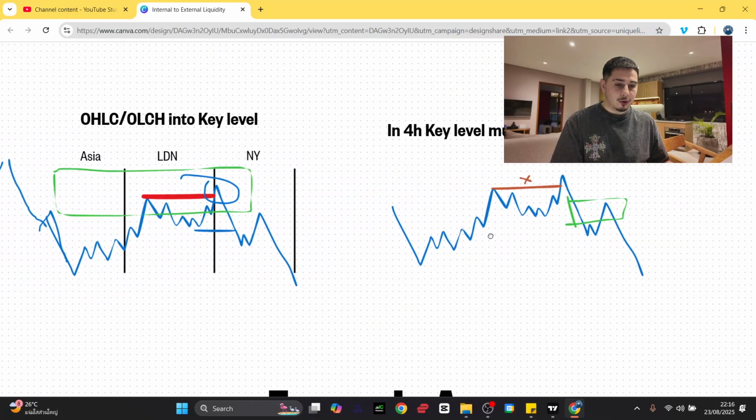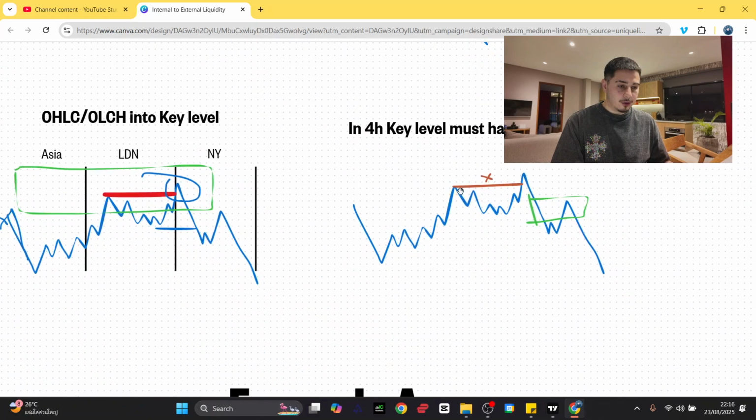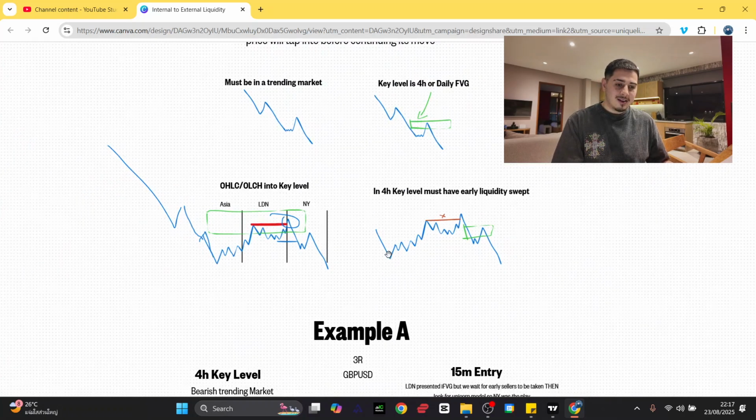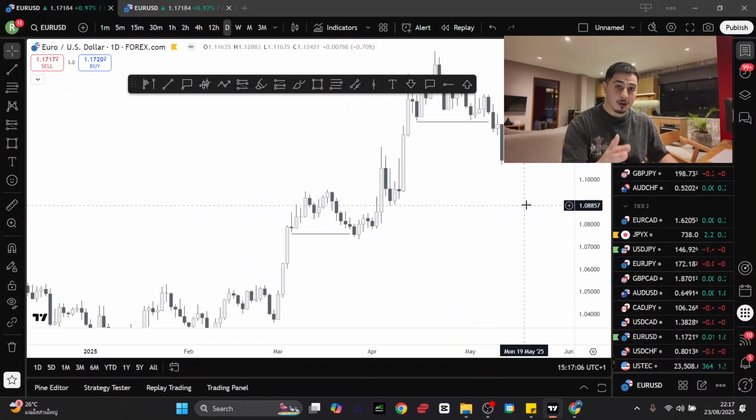So let's say, for example, you're just looking at an imbalance area like this here. What you need to look for is some internal liquidity to be swept. So in this 4-hour level, for example, there must be some early liquidity here, such as this red X. All right, it swept it, broke structure to the downside, and then we enter towards the external range liquidity. Maybe that sounds a little bit complicated if you're new, but I'm going to explain it on a real life chart. So let's take the euro.